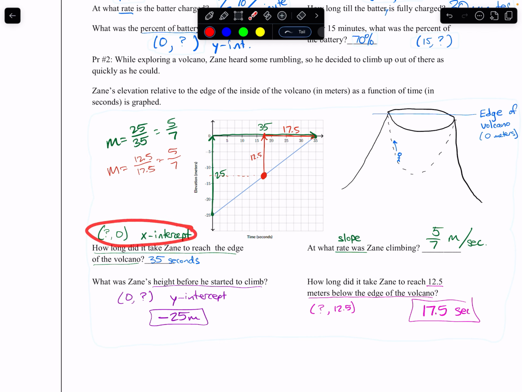First question's asking for an x-intercept. Second question's asking for a slope. The third question, it's asking for a y-intercept. And the last question is telling us to find the x-coordinate when y is 12.5.